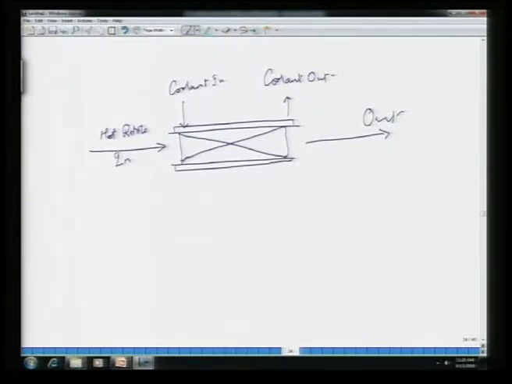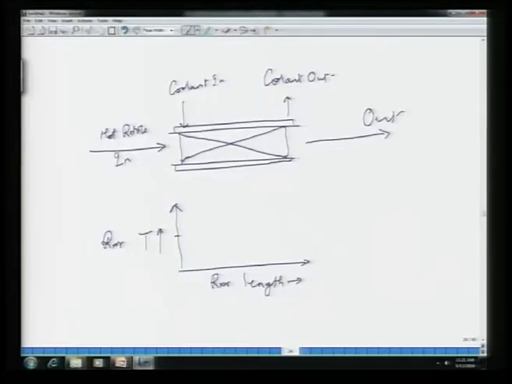Now, what would the temperature profile inside the reactor look like, if this is the length of the reactor and this is the temperature inside the reactor? How does the reactor temperature profile vary across the reactor length? Well, there are three possibilities. First possibility is that your coolant is extremely cold. Okay. When your coolant is extremely cold, if your reactor inlet temperature is here, the coolant is extremely cold or the reactor inlet temperature is not high enough.